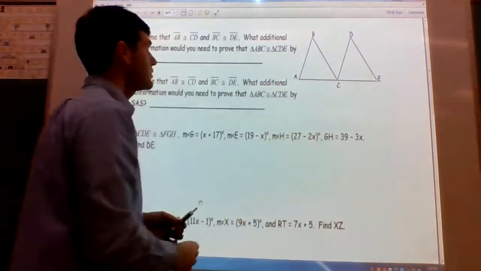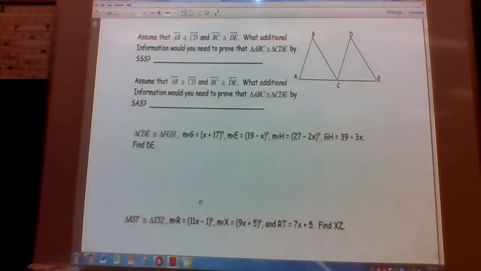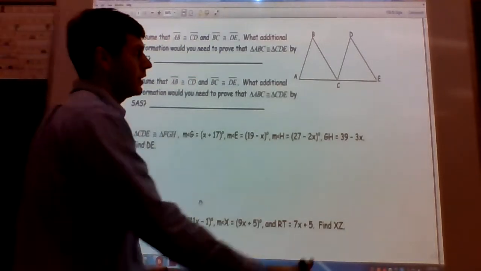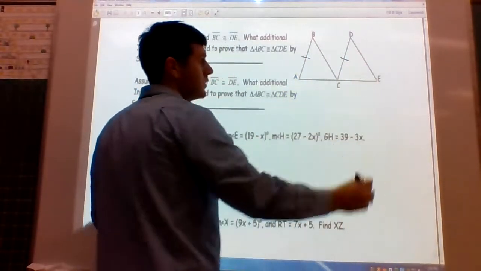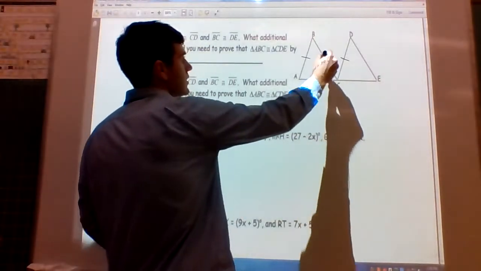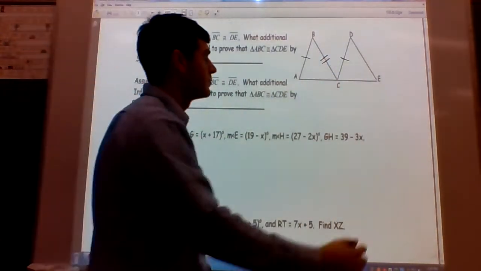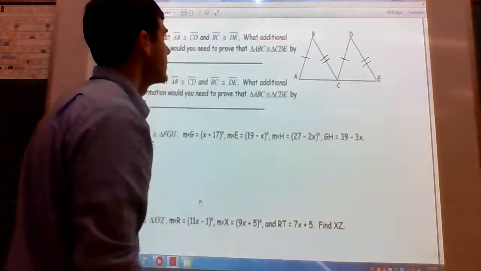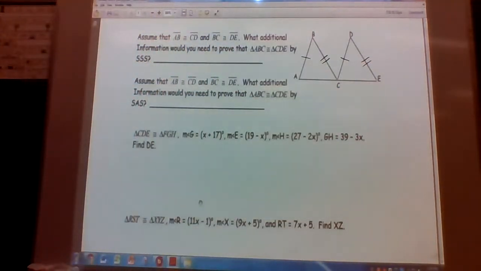The first review question we have is you assume that AB is congruent to CD. So let's put our hash marks in. AB is congruent to CD, and BC is congruent to DE. What additional information would you need to prove that triangle ABC is congruent to triangle CDE by side, side, side?